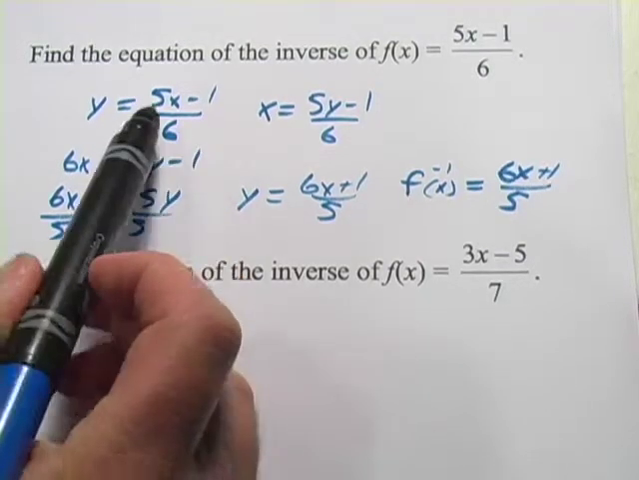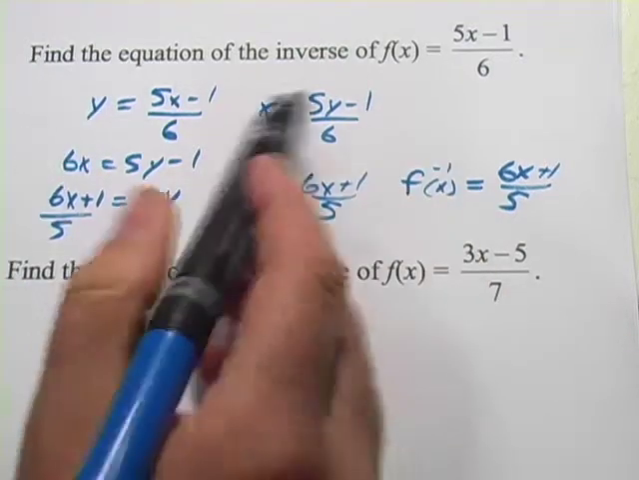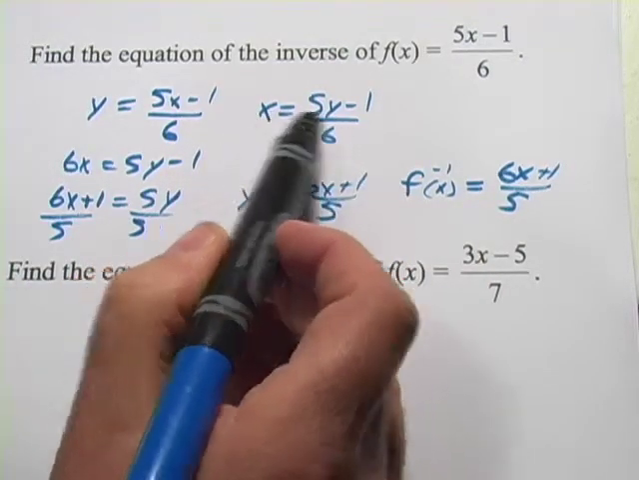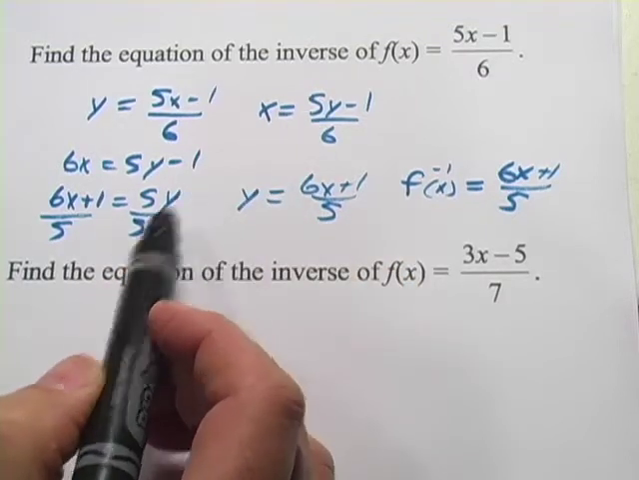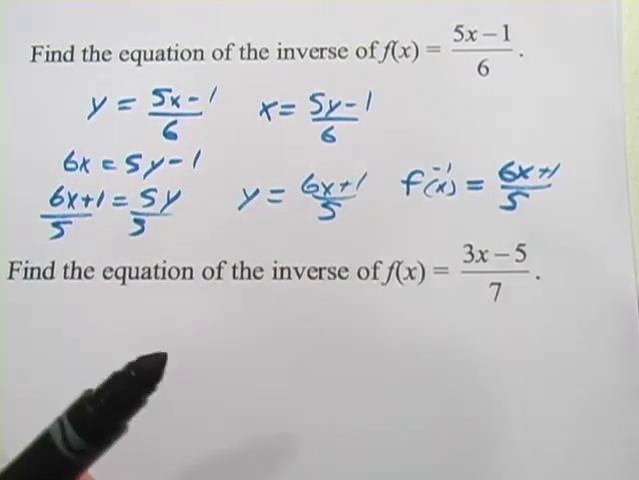So just to review, I subbed in a y for the f of x in the original function. I pulled the old switcheroo. I switched around the x and y in the equation. Then I solved it for y, and that is my inverse.